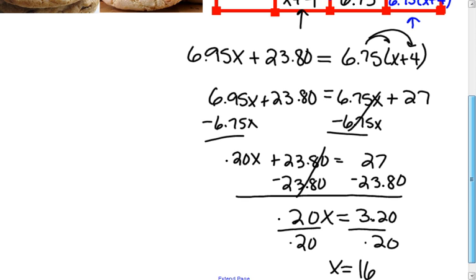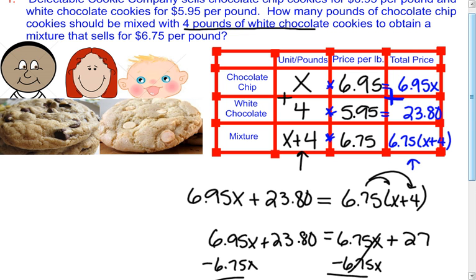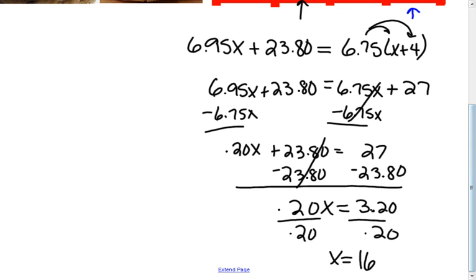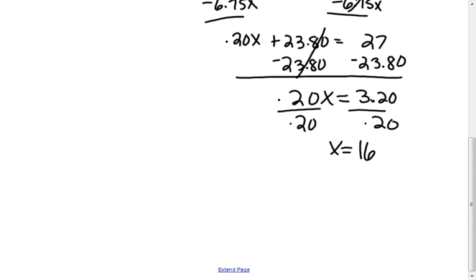Now let's go back up and make sure we've answered the question. The question was, how many pounds of chocolate chip cookies should be mixed? That's exactly where my x was. Pounds of chocolate chip cookies was x. So make sure you label your answer. I got 16, and it should be pounds.